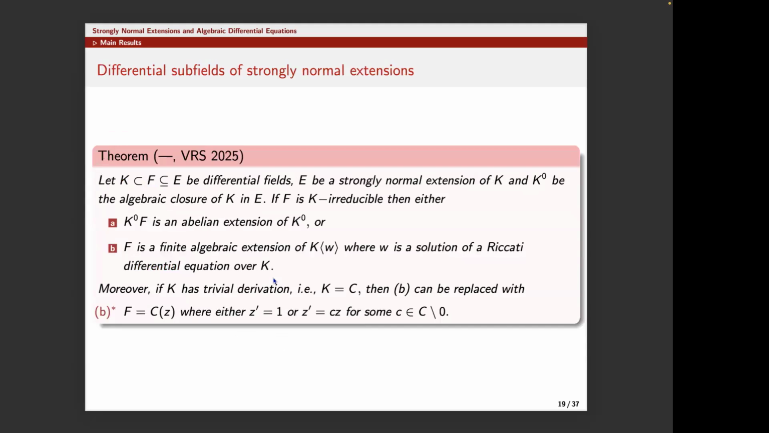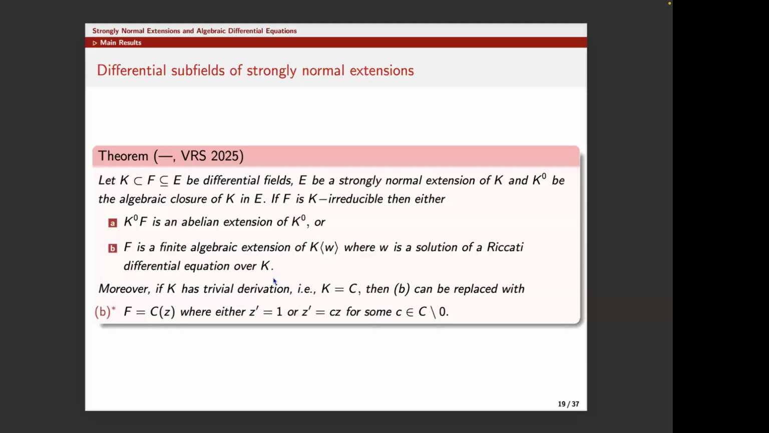So this theorem of ours characterizes irreducible differential subfields of a strongly normal extension. Let E be a strongly normal extension of K, with K naught the algebraic closure of K in E, and F a K-irreducible differential subfield. Then either K naught F is an abelian extension of K naught, or F is a finite algebraic extension of K(w), where w is a solution of a Riccati differential equation over K.